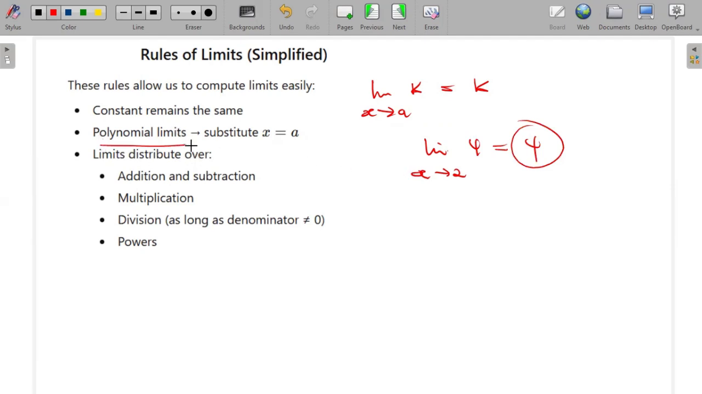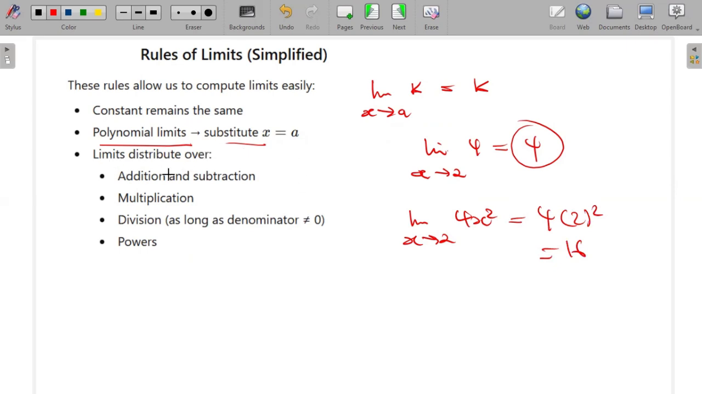Then for a polynomial, if you're taking the limit of a polynomial, you substitute x equal to a. What this means is, in your function, the same way we did where we had the limit as x approaches 2 of 4x squared, this here is a polynomial. You just make that direct substitution. So the limit here is going to be, you replace x with 2, 2 squared, and this gives you 16. That is what that rule is telling us.